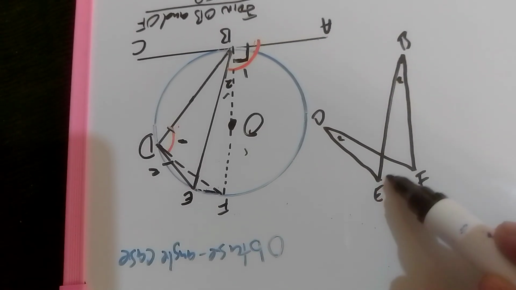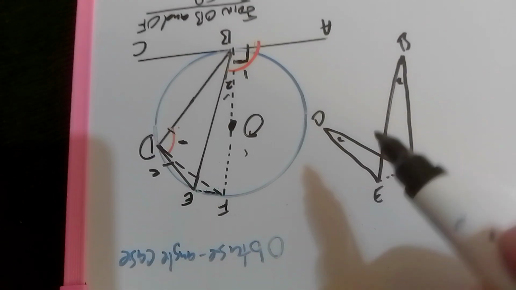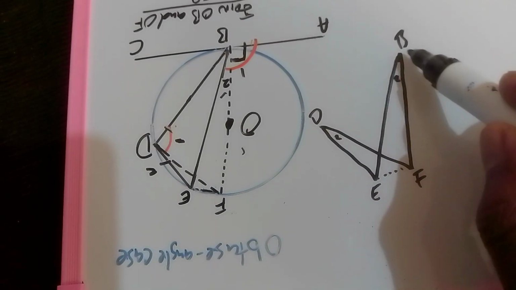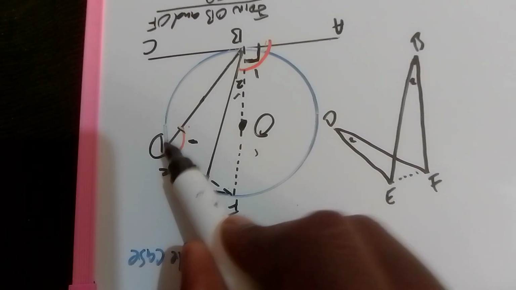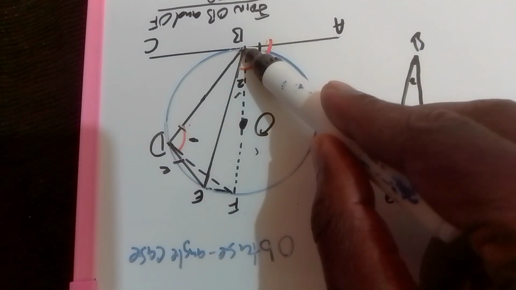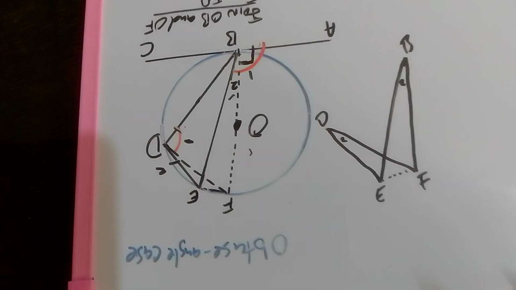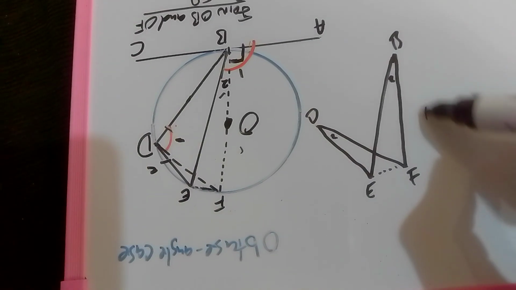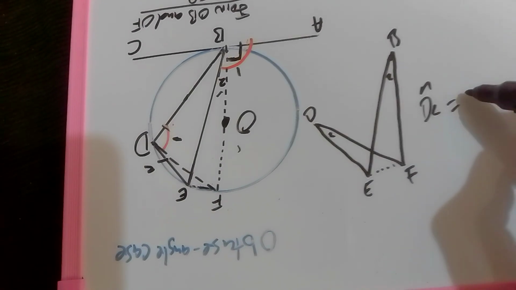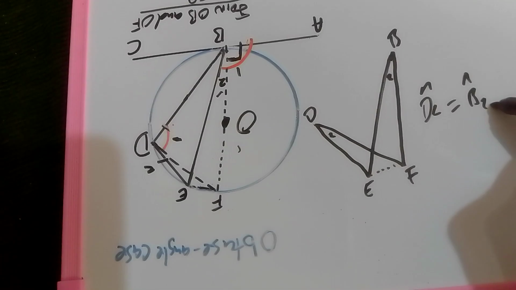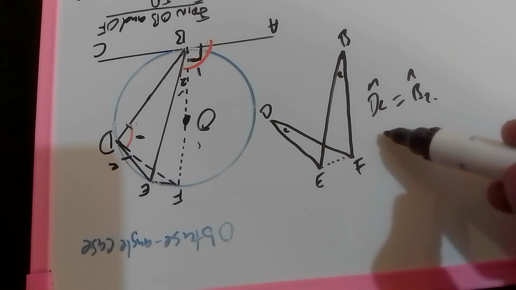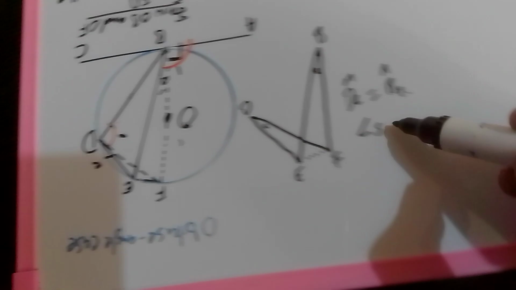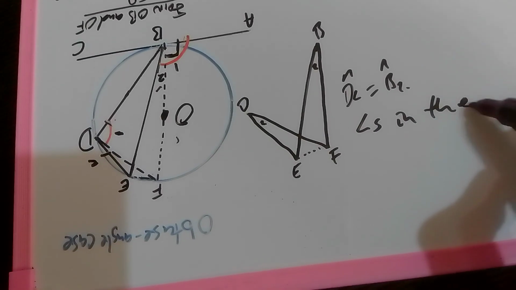Now here, if this is the chord, guess what happens? What is the location of angle D and angle B? Angle D here, D2, is on the circumference. Angle B2 is also on the circumference. So then angle D2 is equal to angle B2. And the reason why we're saying that, it would be what? Angles in the same segment.